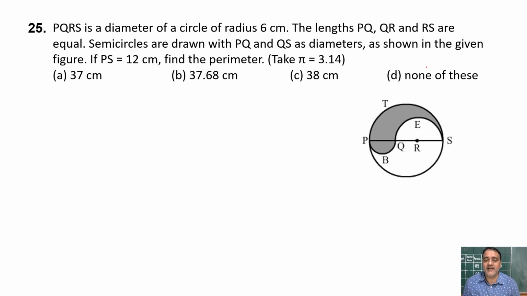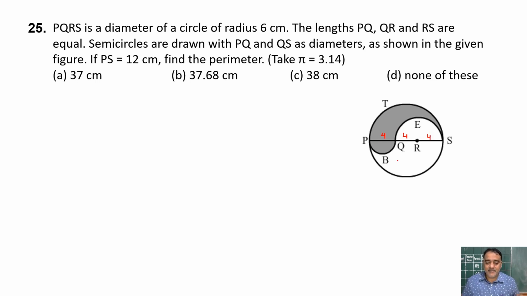So now we are moving toward the last question of today's session. PQRS is a diameter of a circle of radius 6 centimeter. The lengths PQ, QR and RS are equal. Semicircles are drawn with PQ and QS as diameters as shown in the given figure. If PS is equal to 12, find the perimeter. Right. Now look carefully, PS is divided into 3 equal parts, so this will be 4, this will be 4 and this will be 4. This is clear?